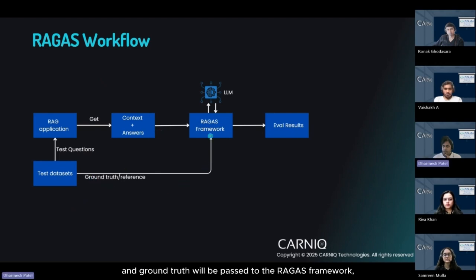And ground truth will be passed to the RAGAS framework. The RAGAS framework will then internally use a separate LLM, because it is recommended that when you evaluate through RAGAS, you use a separate LLM with higher precision, a higher-end model compared to what you use in your RAG application. Then it will properly evaluate and give you the scores. So the RAGAS framework will use a separate LLM to identify the scores, and then finally provide you the evaluation result.